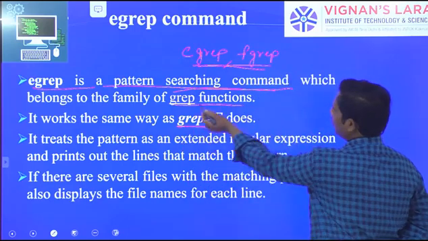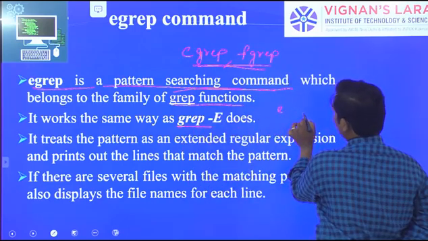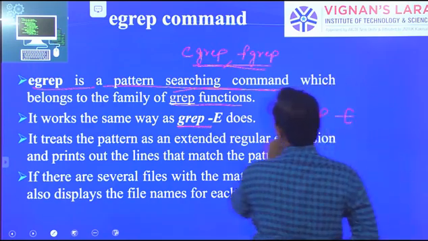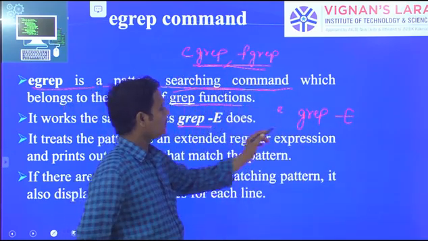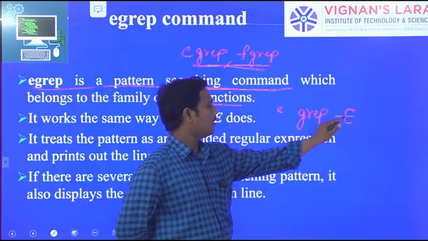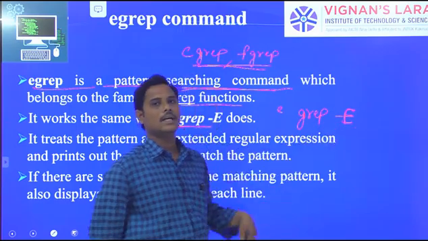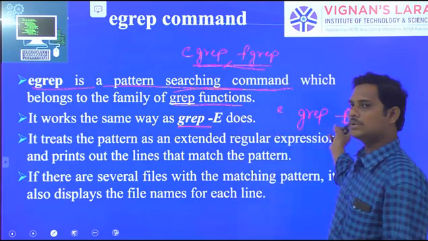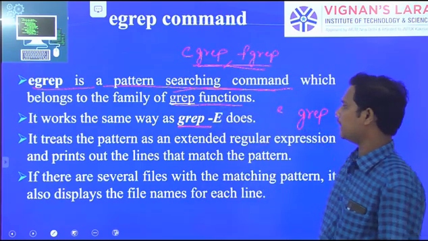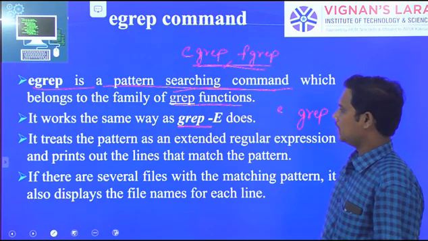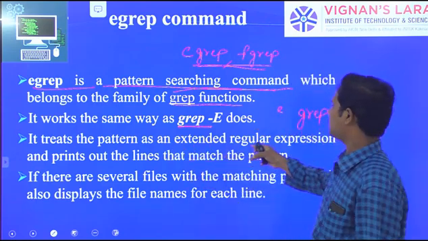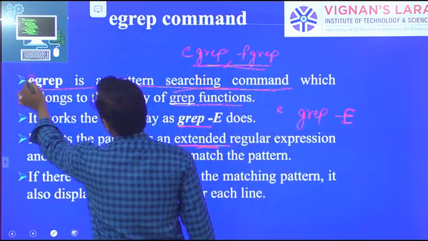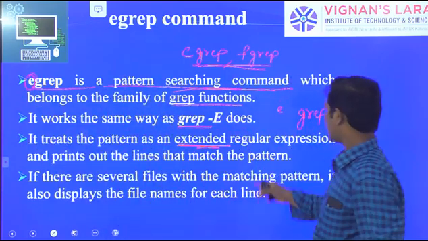Suppose you are not writing egrep, just writing grep with option E. If capital option E is used, it is converted into egrep. There is no need to write egrep, you can just use option E, and it works as egrep. It treats the pattern as extended. E means extended grep, extended regular expressions.